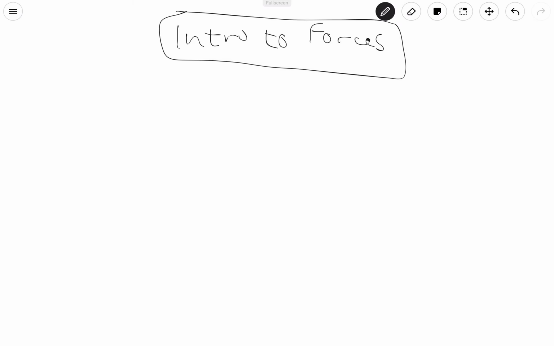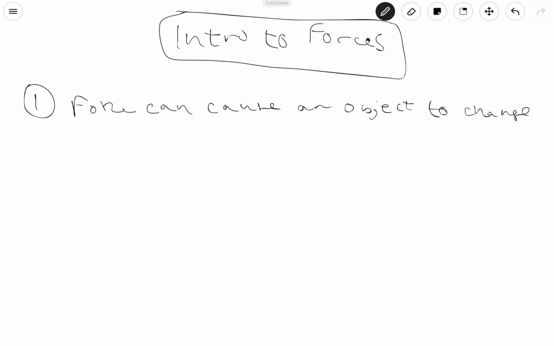Okay, now we're going to talk about forces. Intro to forces. Okay, so I think the course wants you to know 3 basic things. Well, firstly, a force can cause an object to change shape, speed, or direction.